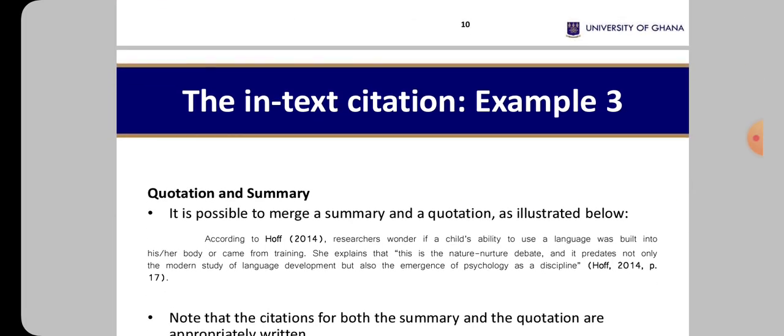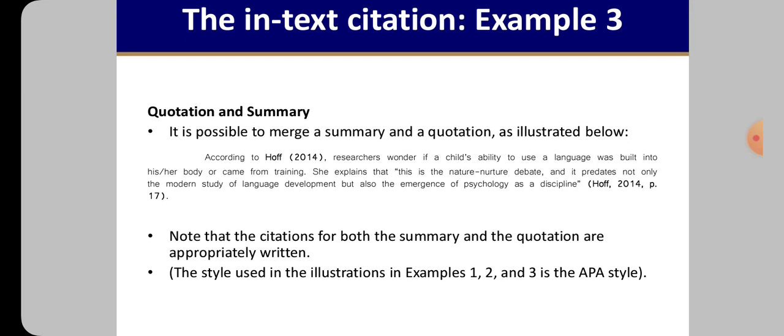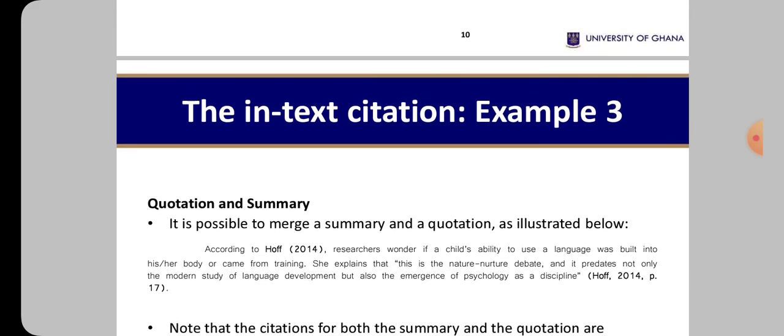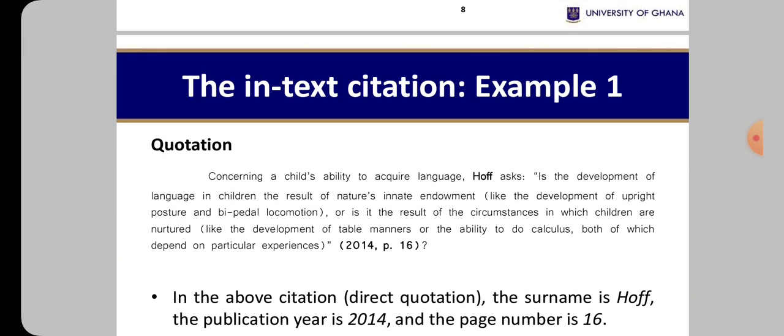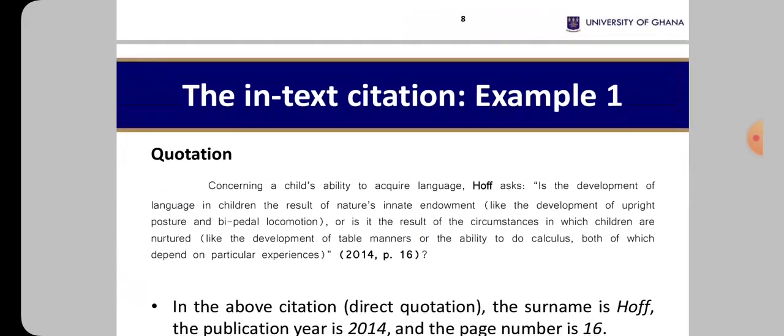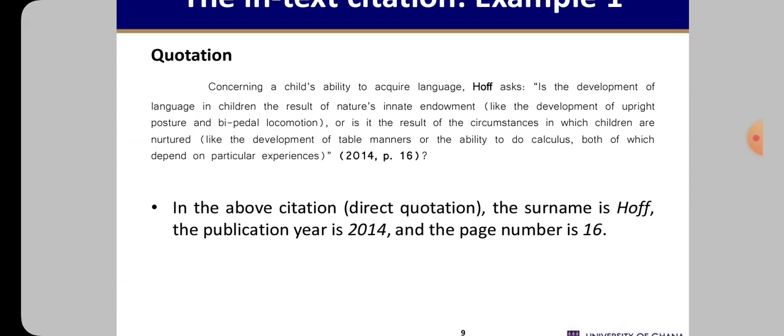And then let's look at example 3. It is possible to merge a summary and a quotation, as illustrated below. So here we are going to merge a summary and a quotation. In the first example, it is totally word for word. We quoted everything. That's why we use a quotation mark. We quoted it word for word, everything. According to this, Hoff asks what?